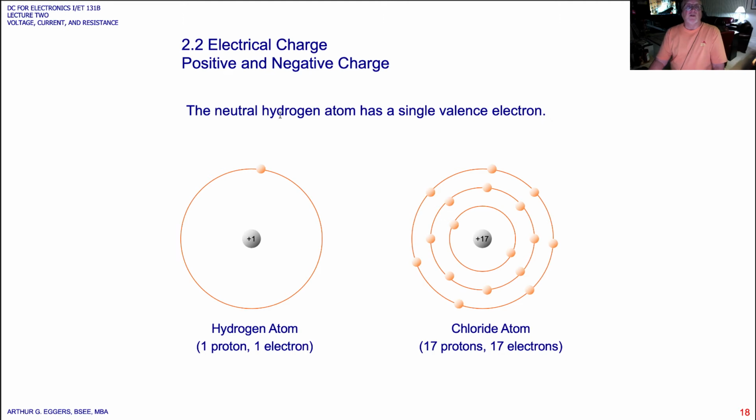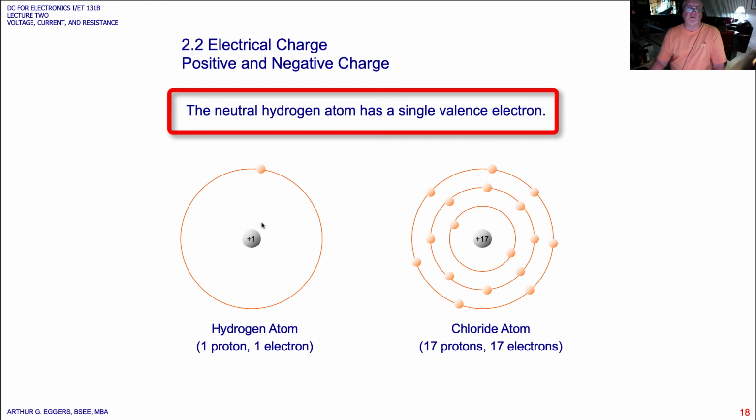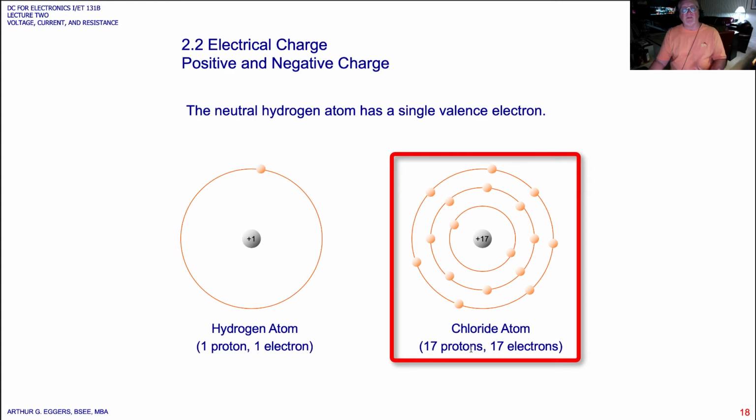The neutral hydrogen atom then has a single valence electron. So we saw that before. 1 proton, 1 electron. It is very, very neutral compared to the chloride atom. Let's look at the chloride atom. The chloride atom has 17 protons and 17 electrons.